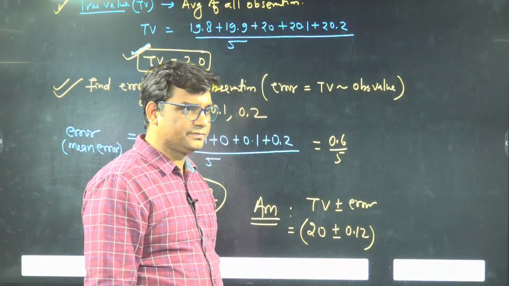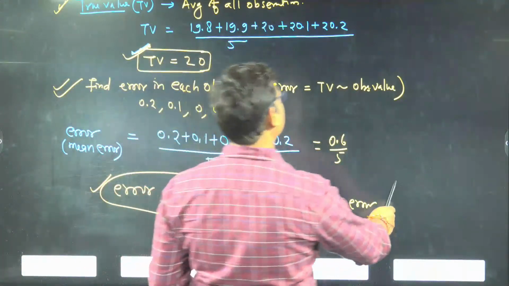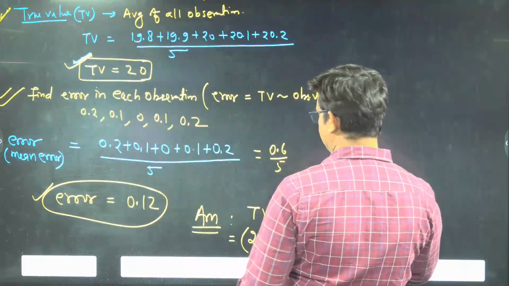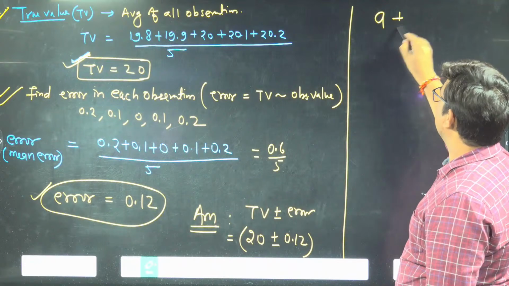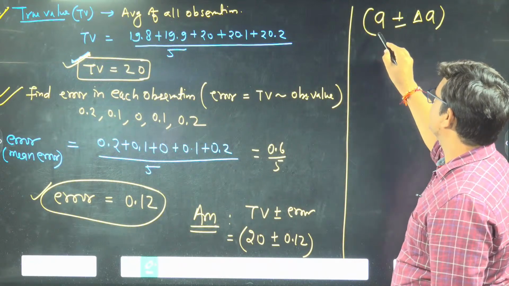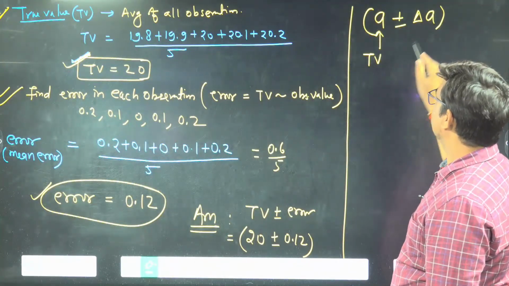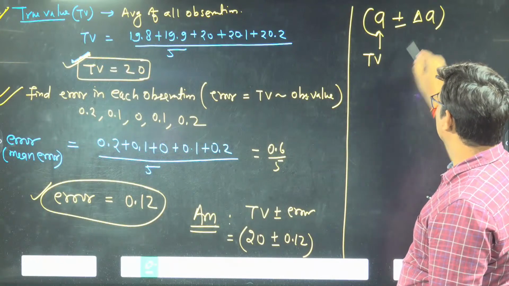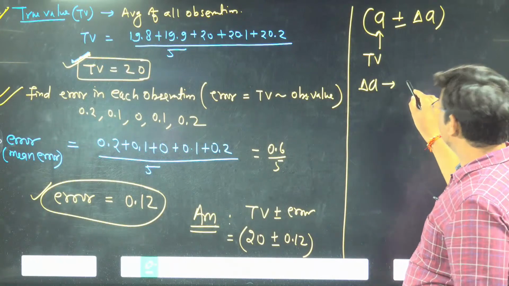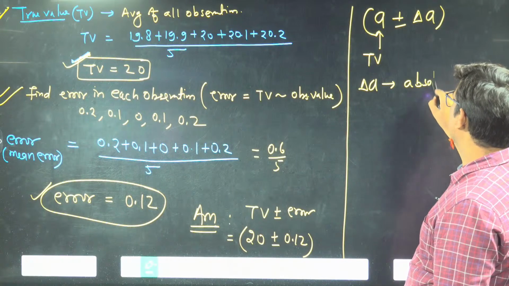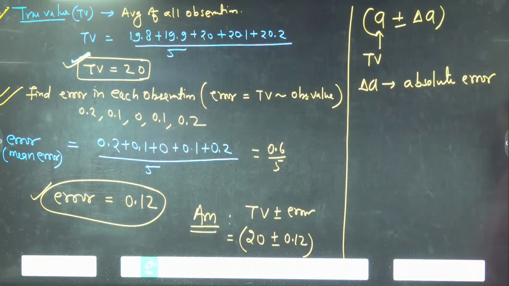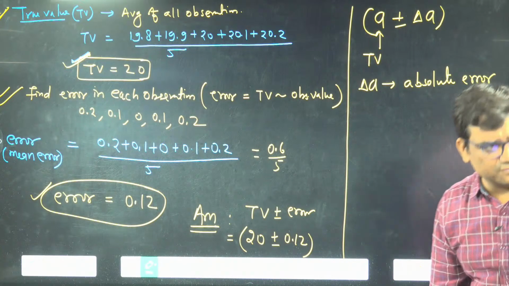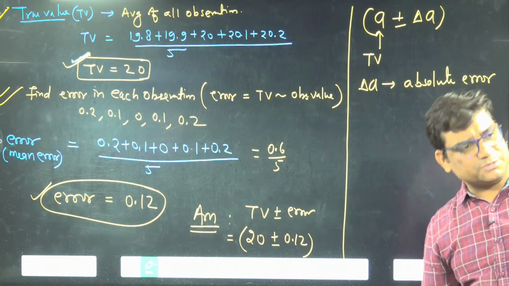Finished? Okay, everywhere you will write answer like this: A plus minus delta A will be written as answer, where A will be known as true value, and this delta A is actually known as simply error, or we can say this is the absolute error. I will use this word error simply. Absolute mean error we can say, or mean absolute error.